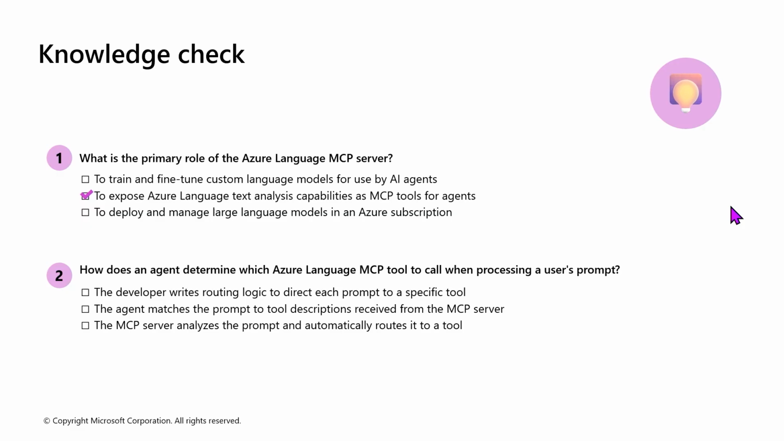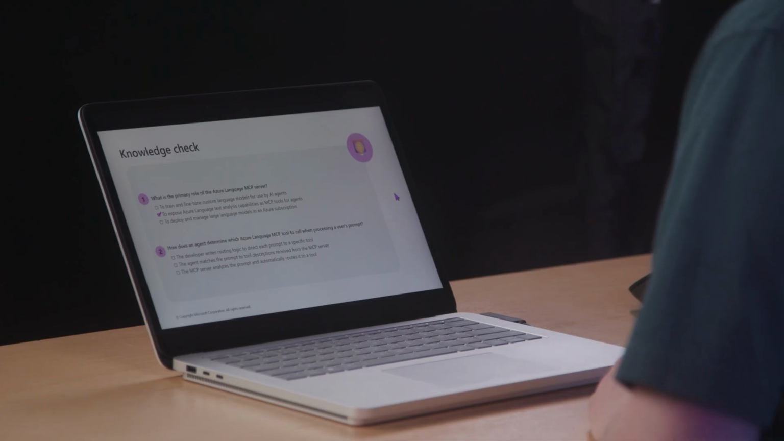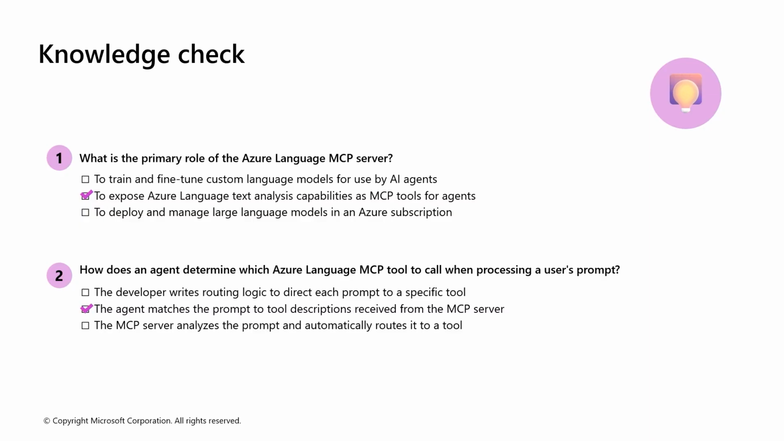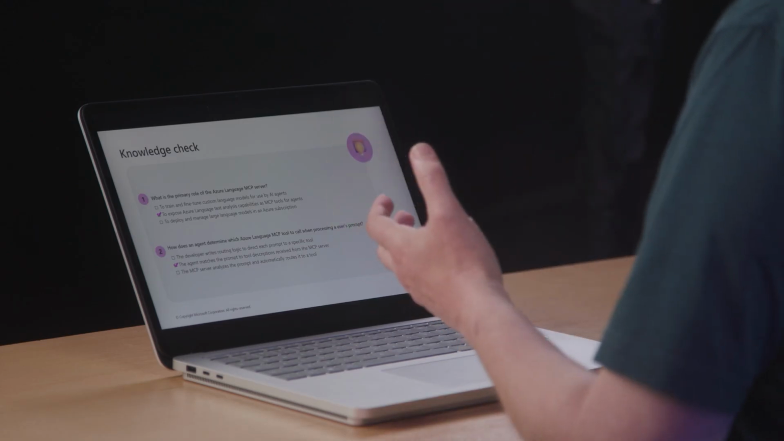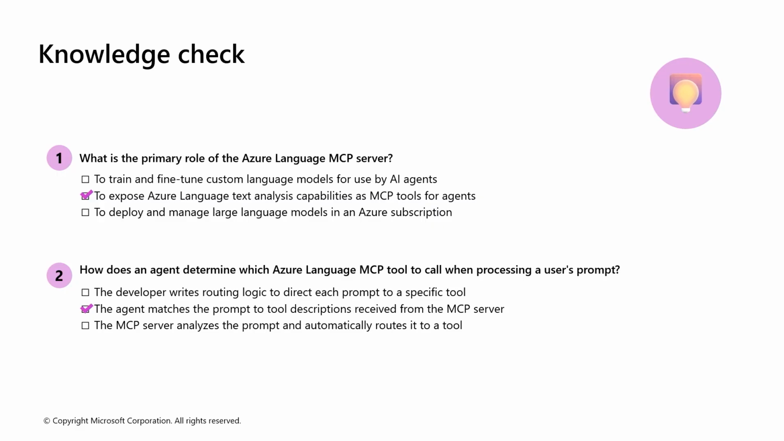How does an agent determine which Azure Language MCP tool to call when processing a user's input? The agent matches the prompt to tool descriptions received from the MCP server. One could probably argue, if your thinking was something about instructions, one could probably argue the addition of instructions would help in that regard.